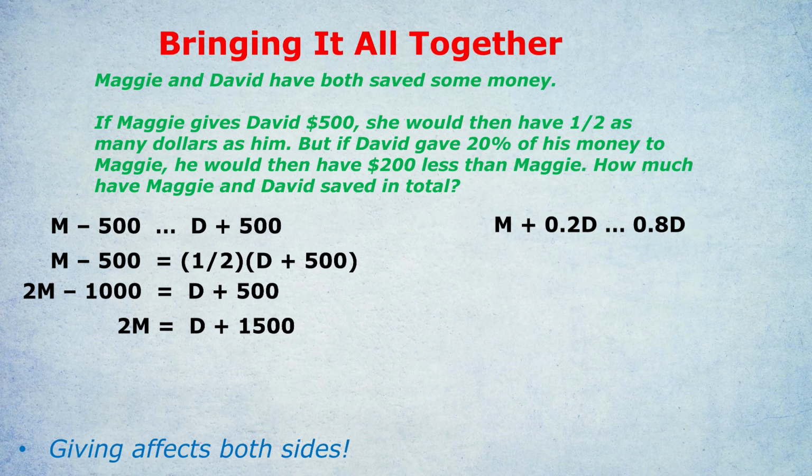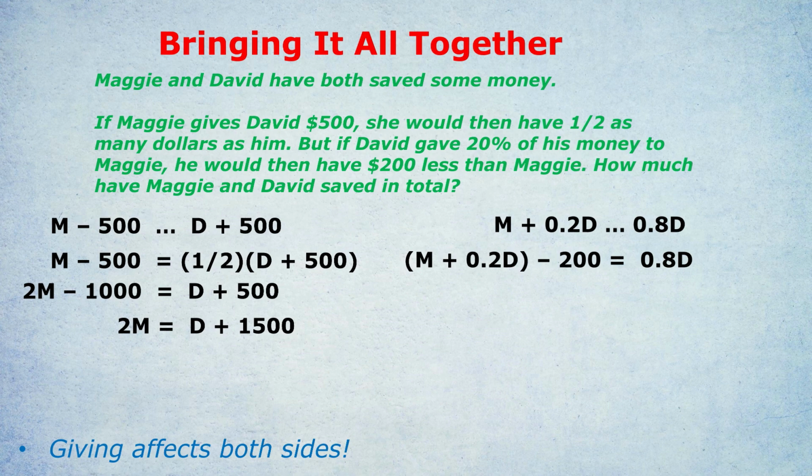That's not an equation, we've just done 2 different columns with the 2 totals. Now we can deal with it. It says he would then have, so there's an equals in there, 200 less than Maggie. Do we put the 200 first or after? The 200 doesn't go first, even though it was written first. 200 less than Maggie is Maggie's total minus 200. So we have Maggie's total there on the left, minus 200, equals David's total.